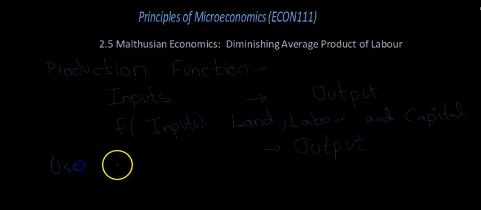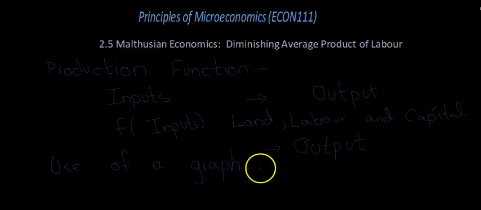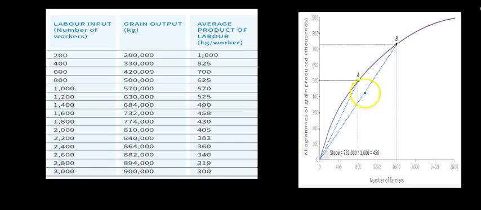a graph, which I'm going to talk about in a bit of time. There's also a use of graph, and it will tell you guys about average product of labor, how we find it out and how it diminishes. The concept will be clear in that. So on your right there is a graph, and that is a production function graph.